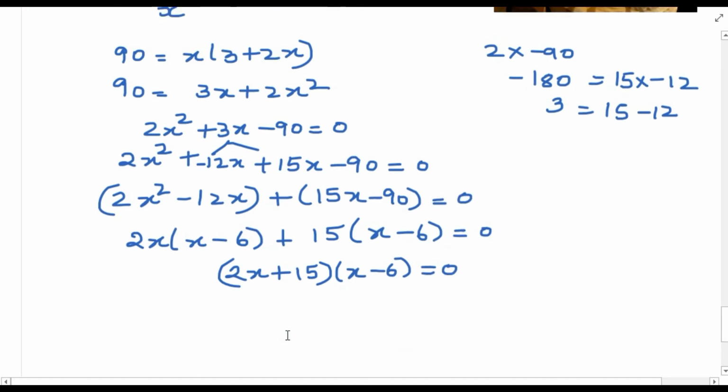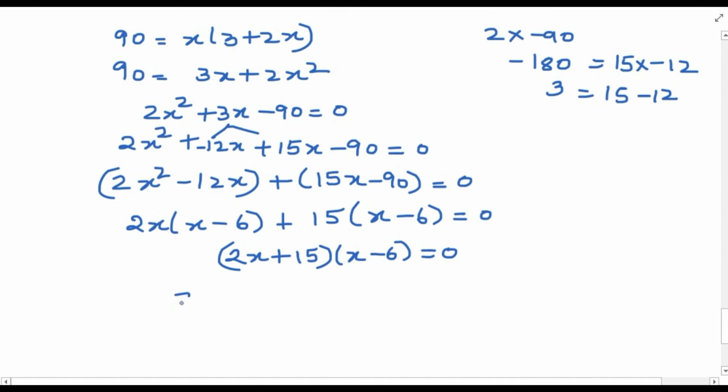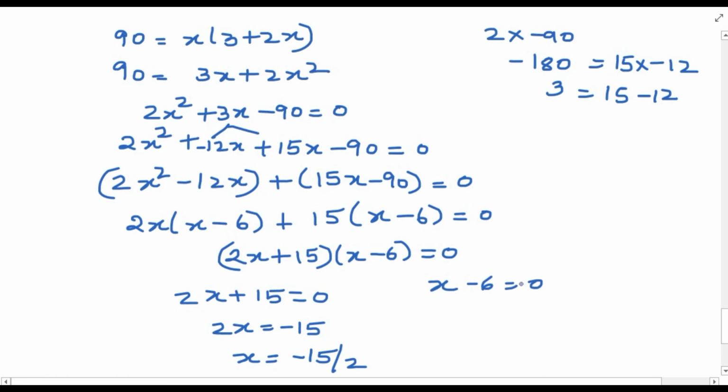Equating each linear factor to 0, we have 2x plus 15 equal to 0, 2x is equal to minus 15, x is equal to minus 15 by 2, again x minus 6 equal to 0, x is equal to 6. Since it is negative, this value is rejected. The number of articles or number of pottery items will not be negative, so this value is rejected. So the total number of articles produced per day is 6.